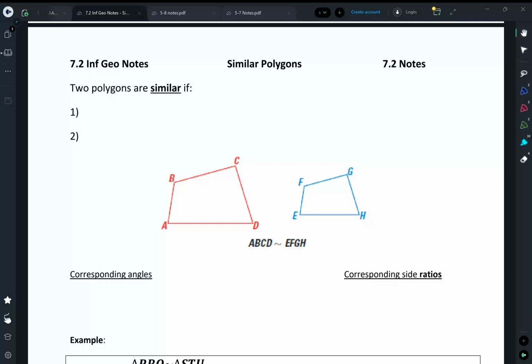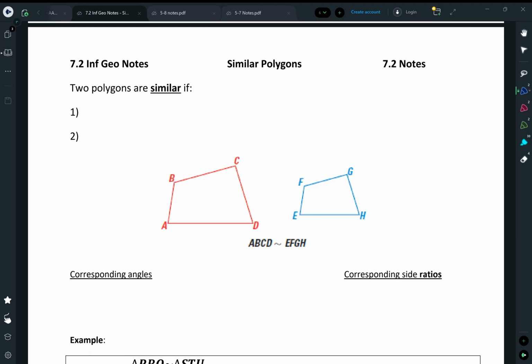Hello class, these are our notes for informal geometry. The section today is 7.2, similar polygons. So in the first couple sections in the chapter we learned about ratios and proportions, and now we're going to use them when we're looking at similarity. So first is our definition of similarity.